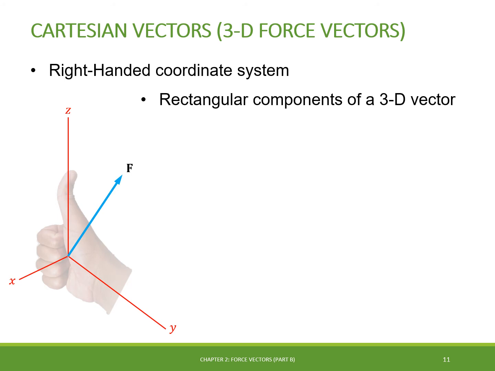Now, let's use this coordinate system to represent the 3 rectangular components of a force vector F. First, we need to project F in the xy plane to get a force F prime, and then we resolve the components of F prime in the x and y axis. By doing this, we can write F prime as a vector sum of the components Fx and Fy.